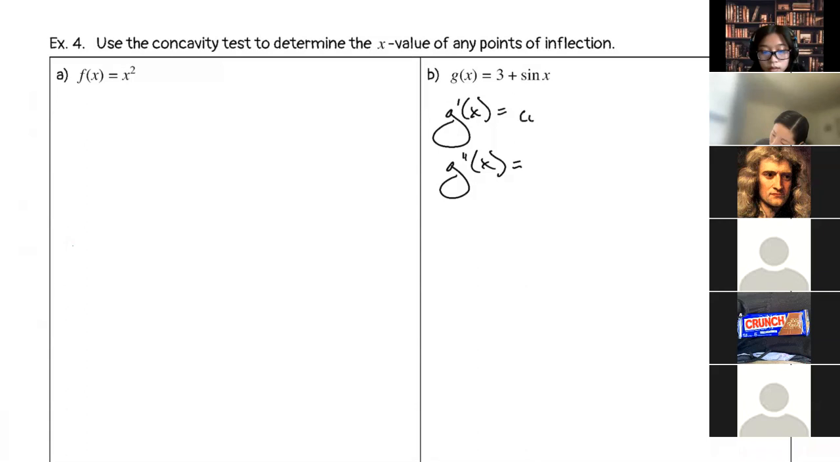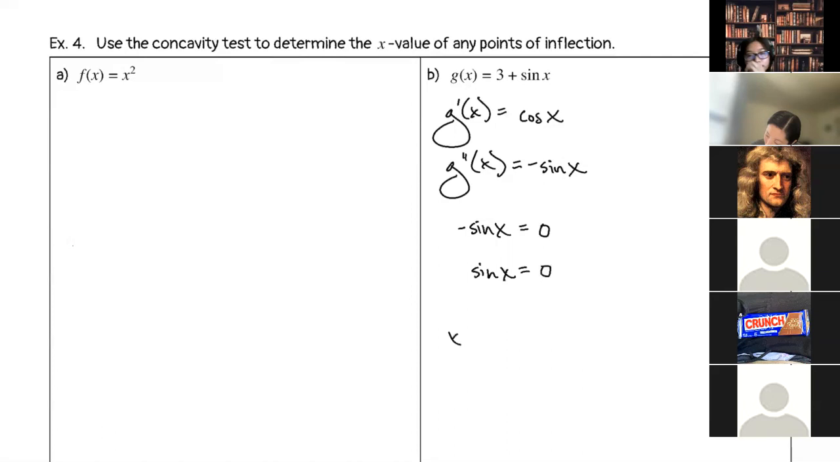Yep, we've got cosine x, good. And the derivative of cosine x gives us negative sine x, good. Okay, so here we've got our second derivative. So now I'm gonna take the second derivative and set it equal to 0. I can divide that -1 away. I get sine x equals 0.